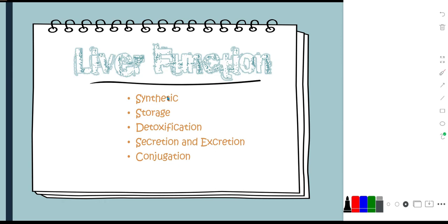For the secretion and excretion and at the same time the conjugation function of your liver, these three are somewhat intertwined with one another and we'll talk about it more as we go through the questions under the liver function. Okay, so let's have the first question.